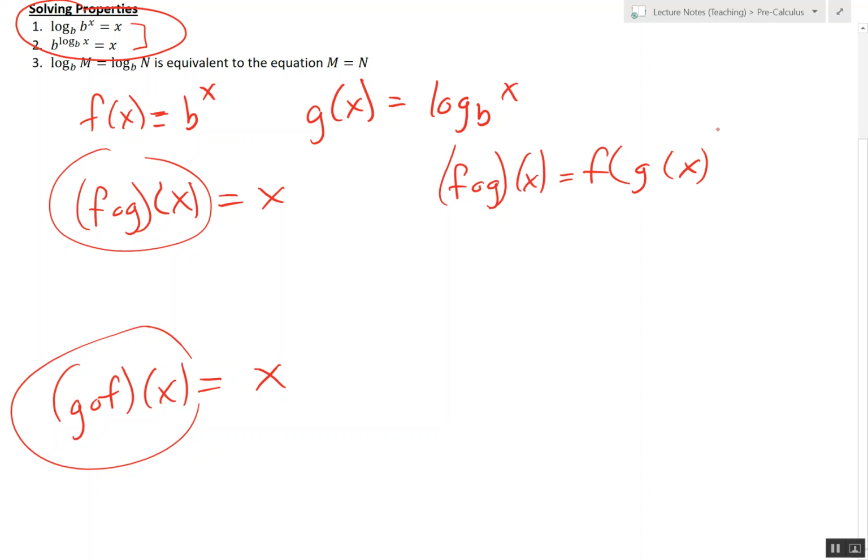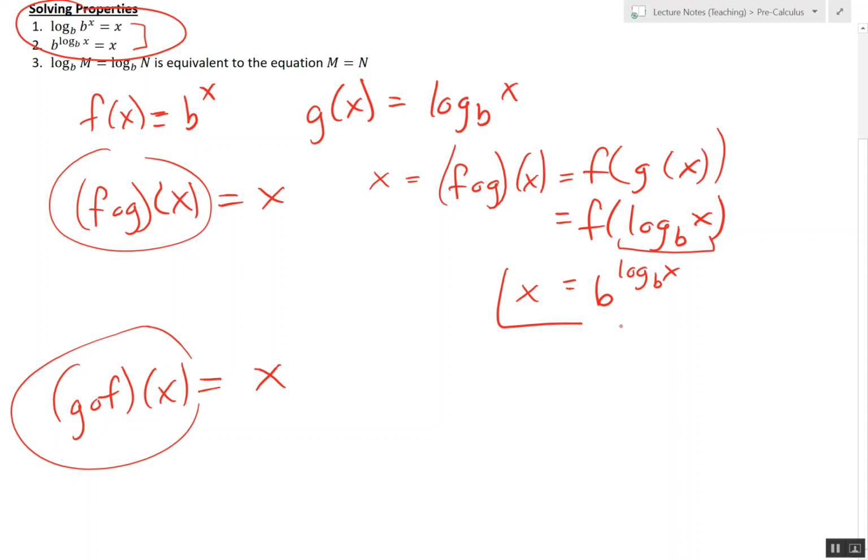So if we figure out f circle g of x, that's going to be f of g of x. Then we replace g of x with what it's defined to be. So this is f evaluated at log base b of x, and then f puts that expression into the exponent of an exponential function. And notice that since this equals x, this is just property 2 here.